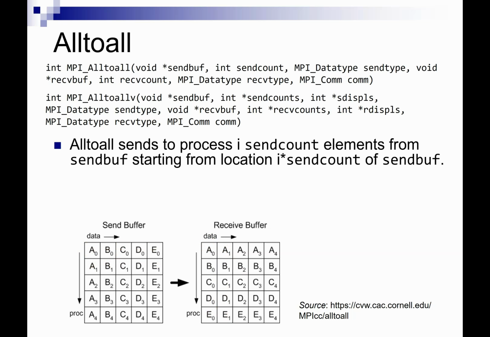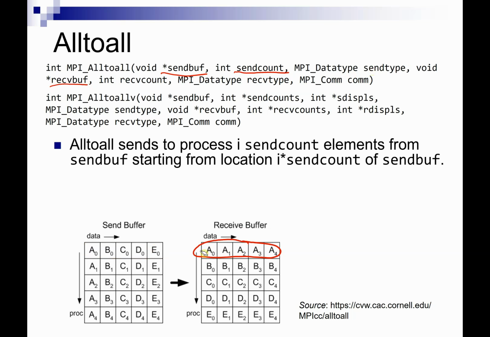The arguments are that we need to have a send buffer. So the send buffer would be all of these values over here. That's our send buffer. We need to say how many values we're sending and what type we're sending. And then also, since the processes are all going to be receiving data, we also need a receive buffer over here. We need to know how many values we're receiving. So that's all-to-all. The next operation is going to be MPI all-to-all v.